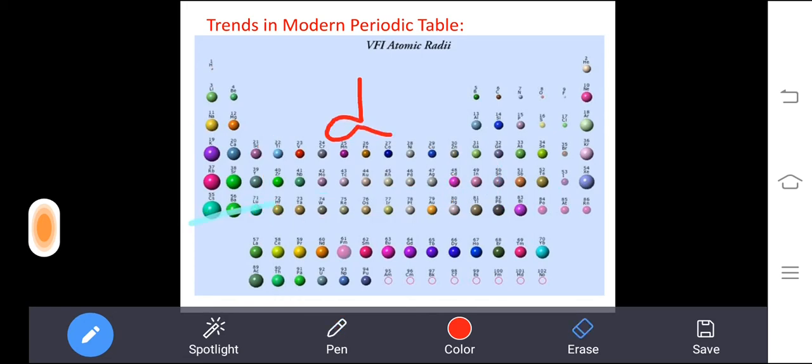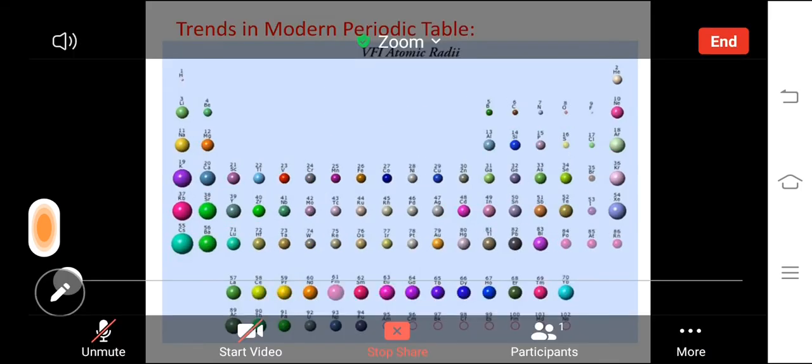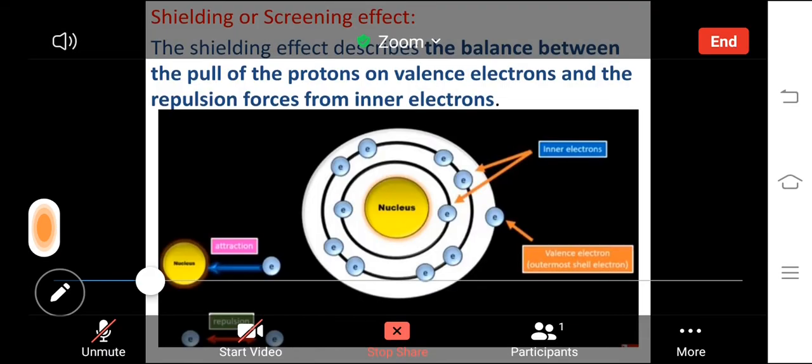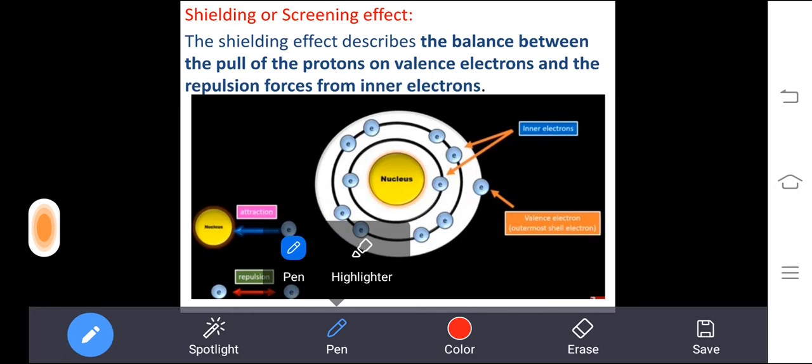What is the reason? The reason is the shielding effect or screening effect. So what is the meaning of shielding or screening effect? The shielding effect describes the balance between the pull of protons on the valence electron and the repulsion forces from inner electrons. If you want to understand that, see this diagram, students. Here the center part, the yellow part, represents the nucleus, and here are the inner electrons, and this is the outermost valence electron.